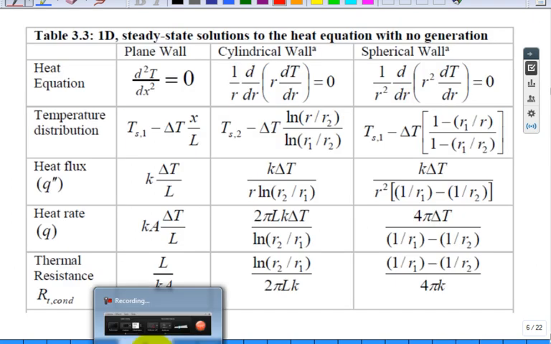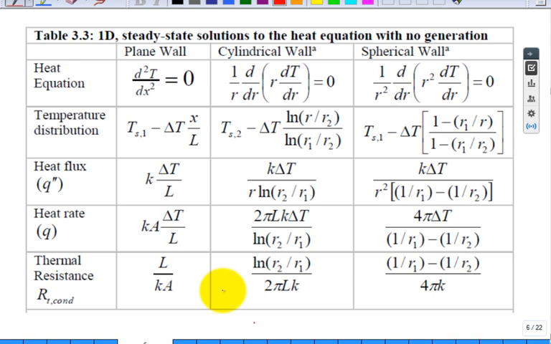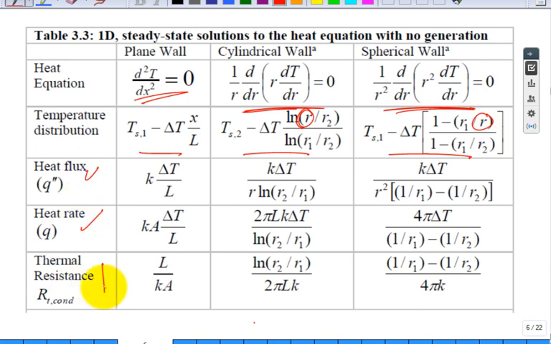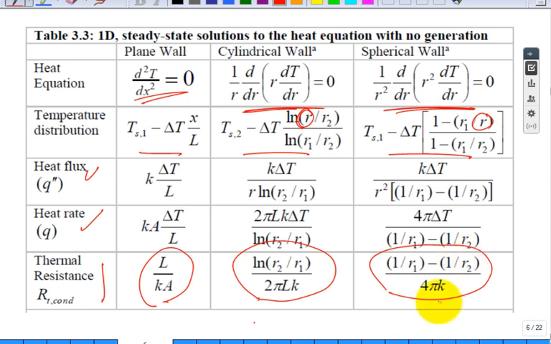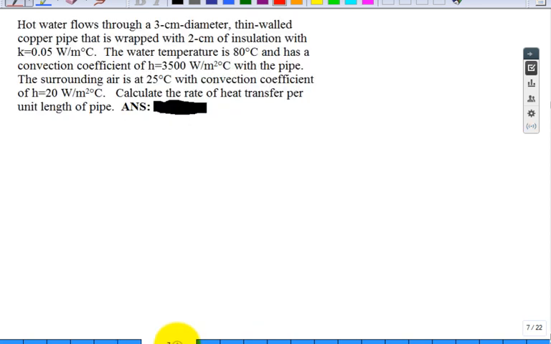Once you have those, you can solve a lot of problems. Here's a table that summarizes it straight in the book. So the heat equation, cylindrical, spherical. Then you have that temperature profile or temperature distribution. The natural log of R shows up here. Then you have the R over here. The heat flux, the heat rate, Q, and then the thermal resistance, L over KA, natural log R2 over R1 over 2 pi KL, 1 over R1 minus 1 over R2 over 4 pi K. Good summary. And then you solve a bunch of problems.